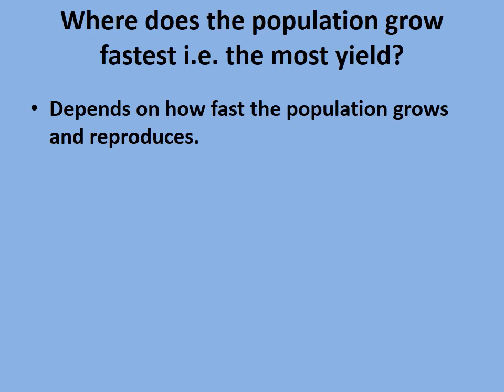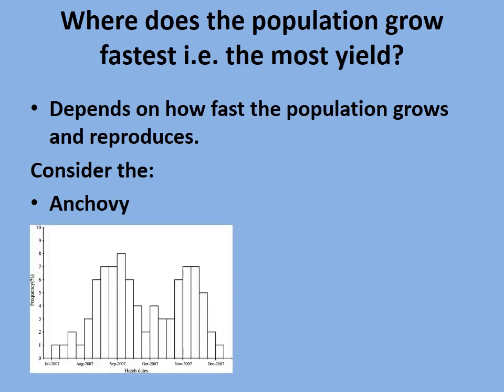Well, that depends on how fast the population grows and reproduces. So let's consider one type of fish, the anchovy. If we look at this graph, you can see that this was a sample of the population that was caught. So this is essentially taking a bunch of fish that were caught in a sampling event. That could have been a trawl or, most likely, a purse seine with the anchovies, and looking at the length of those fish, and/or the otoliths, which we'll talk about in a second, or possibly scales.